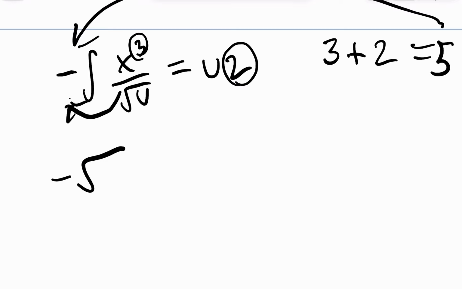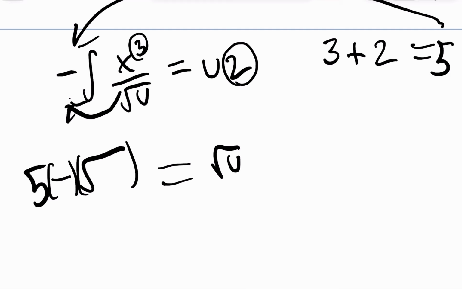And because the 5 wasn't originally with the root, we have to keep it on the outside. So we can actually just have the 5 here. And we want to make sure that we don't think it's 5 minus root. It's 5 and then it's multiplied by negative multiplied by root. So we want to put these in parentheses. And that's going to be equal to negative root u. Let's put that negative on the outside.